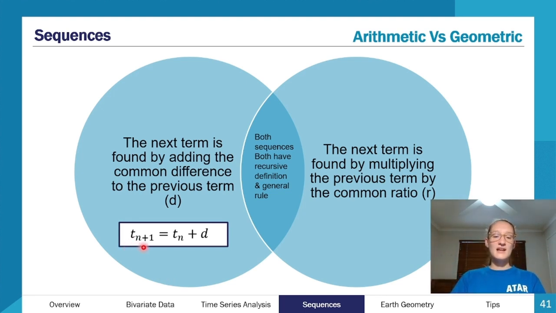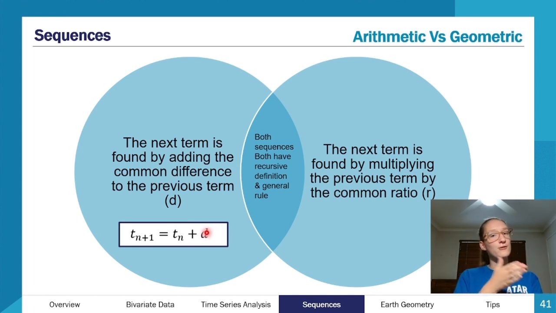So we have Tn plus 1 equals Tn plus d. This is a recursive definition of an arithmetic sequence. What we're saying here is Tn plus 1, the next term, is equal to Tn, the term we're talking about, plus the common difference. So this is our rule. This is what we're applying every single time.